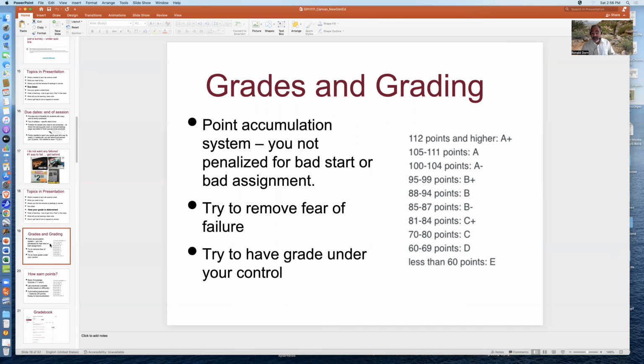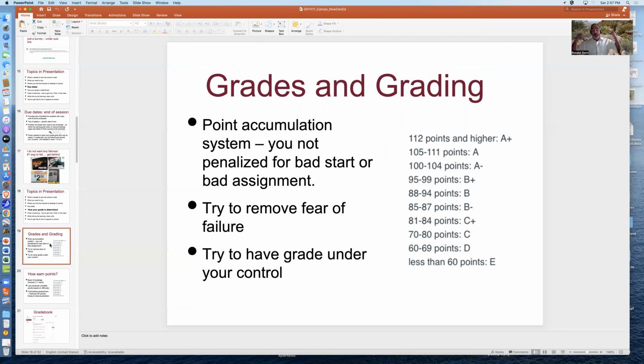So what this means is, let's say you get off to a bad start. The way I write questions doesn't fit for you. The way I do the lab practicals, you're not getting any momentum in the class. You are not penalized. I know that it takes time to build momentum in a class, and I don't want you getting off to a rough start or not earning the points you want right away to impact your grade.